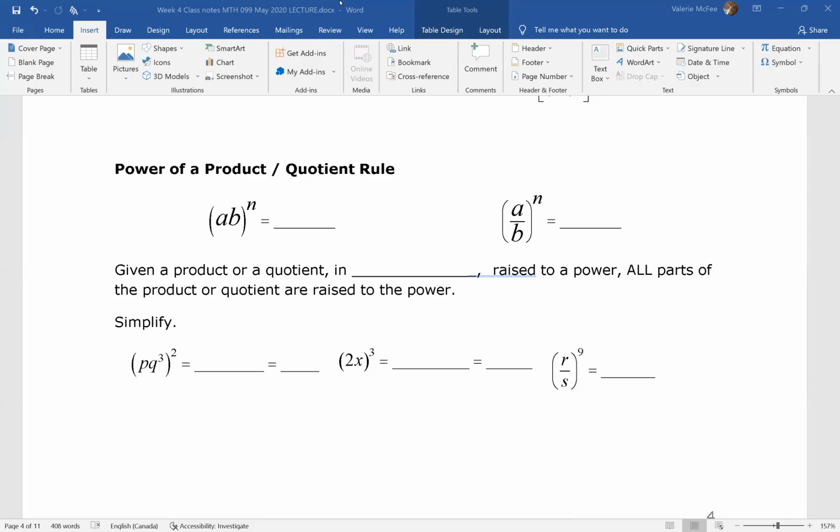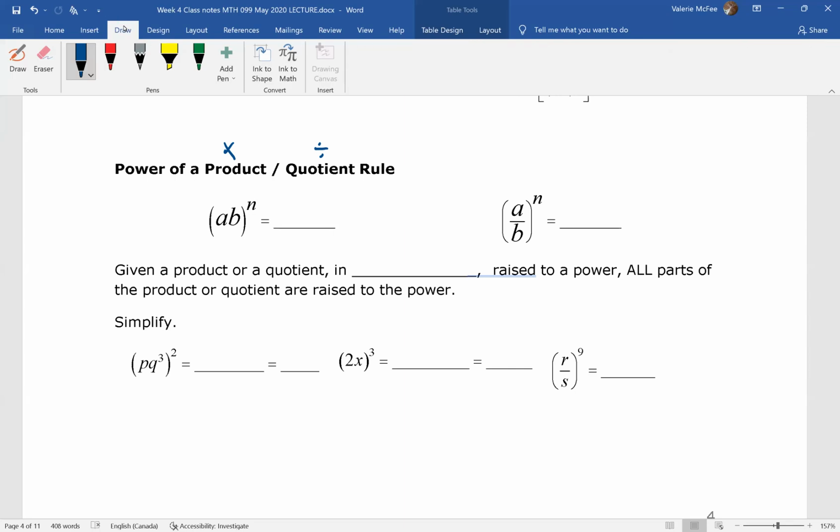So in the last video, we talked about the power rule, raising a power to a power. This time we're going to talk about raising a product, multiplication, or a quotient to a power. So notice in my first example here, I have a times b, all raised to the power of n. In the second one, a divided by b, all raised to the power of n. What we need to remember is that we have to distribute that exponent to every factor inside the brackets.